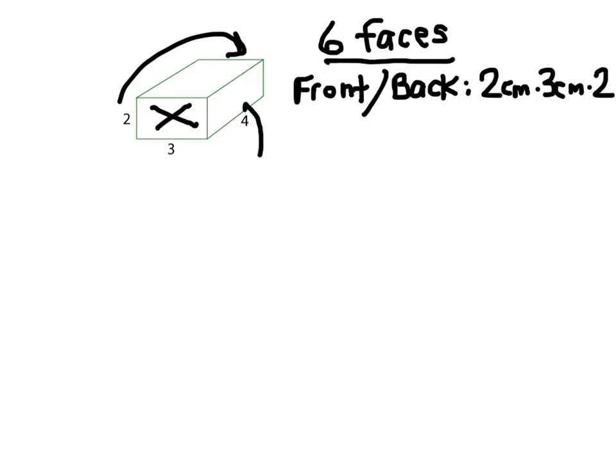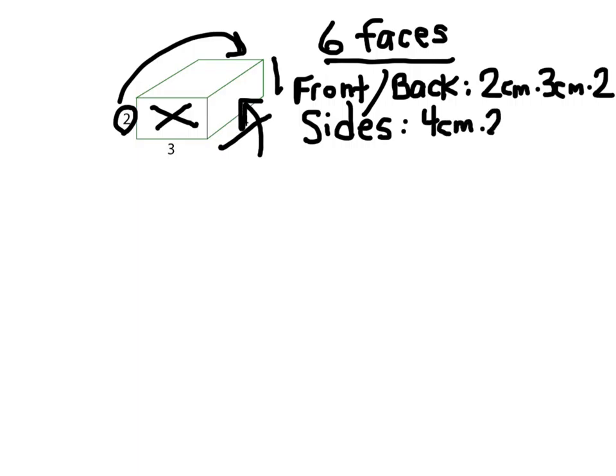Here along the side, we'll call these the sides. You have a right and a left side. So this side has a length of 4 this way. It's 4 in that direction. And then how high is it? Well, it's the same as this right here. It's 2. So the sides are going to be 4 centimeters times 2 centimeters and then double it to account for each side.